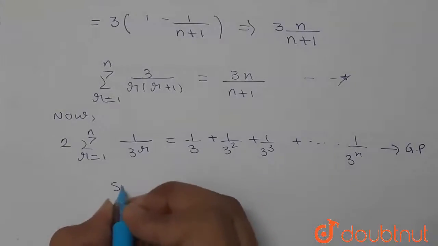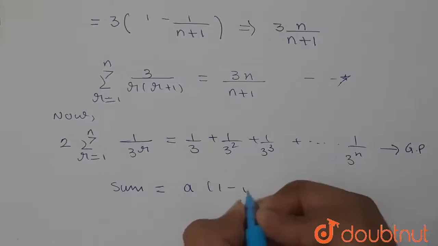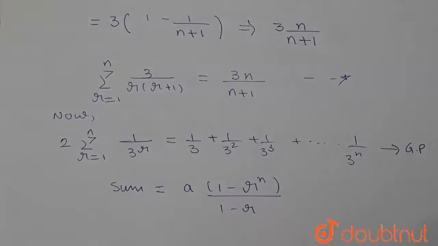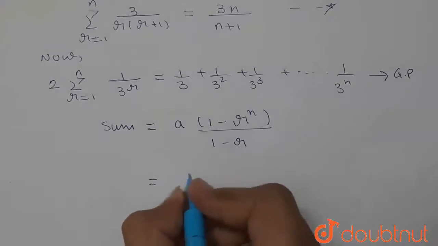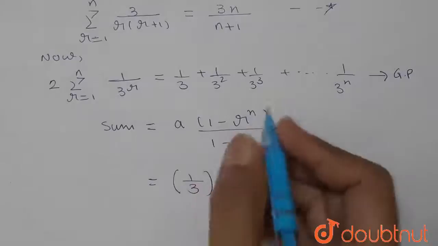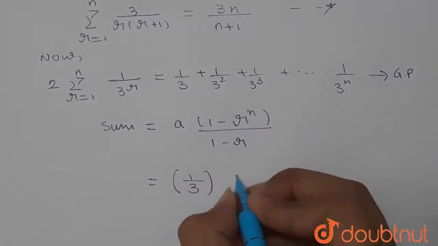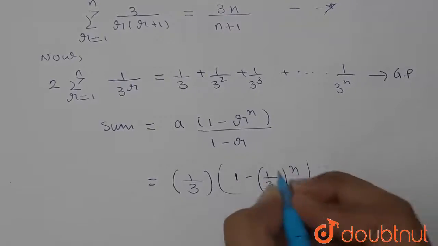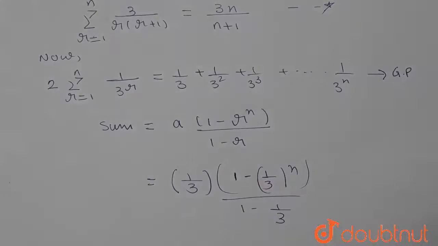Its sum is given by the formula for the sum of a GP: A into 1 minus R power n upon 1 minus R. A is the first term, so here the first term is 1 by 3, and we put 1 by 3 here. R is the common ratio, so divide this by this. So what we're getting is 1 minus 1 by 3 power n, 1 by 3 only, and this is 1 minus 1 by 3, right?